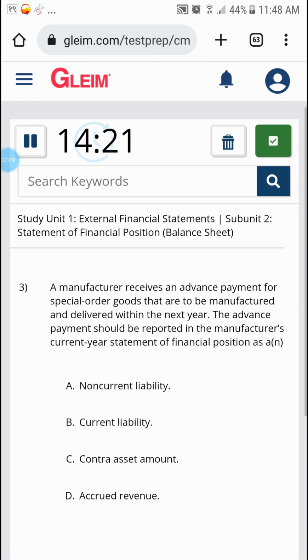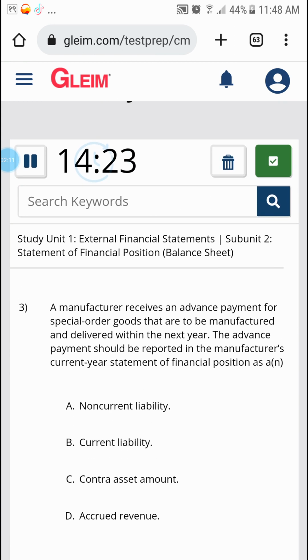This question says a manufacturer receives an advance payment for a special order of goods that are to be manufactured and delivered within the next year.